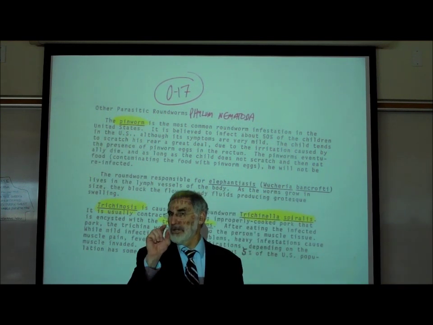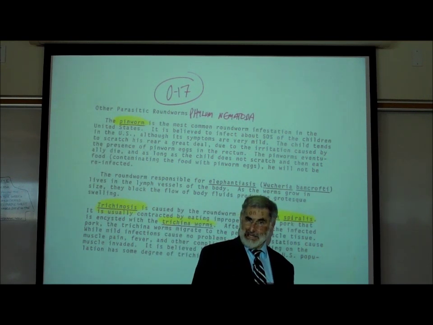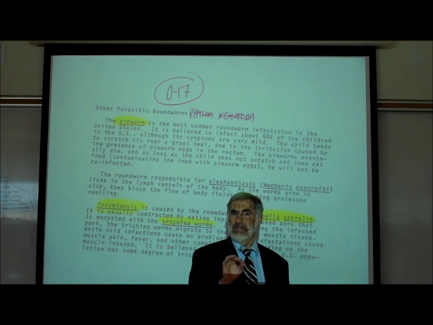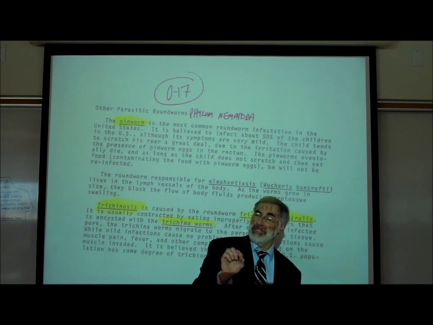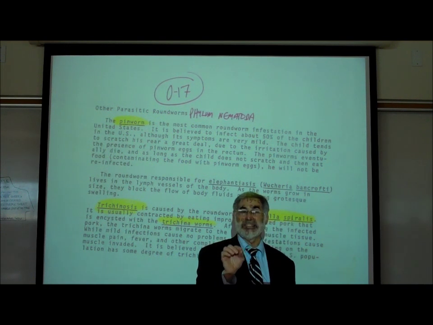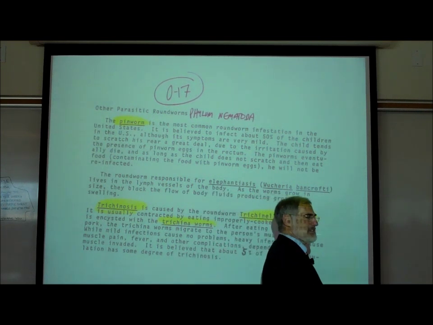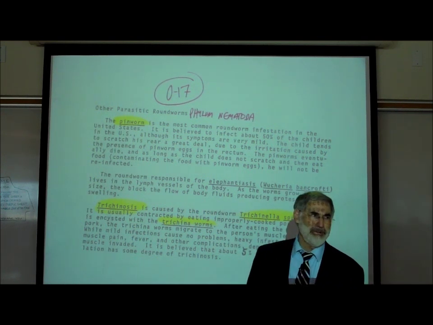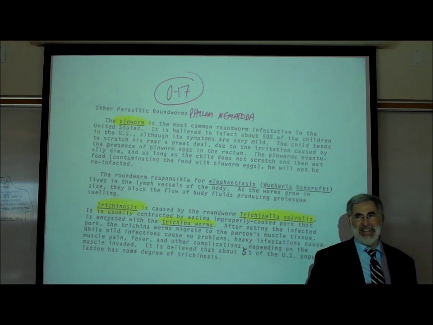The pinworm is a little tiny roundworm, and it lives around the rectum, and it comes out at night when the person's asleep. These are usually kids. It comes out and deposits its eggs right around the anus. So it causes itching. Kids who have pinworms are always scratching their butt, which a lot of kids would do all the time anyhow, but it causes it to itch.